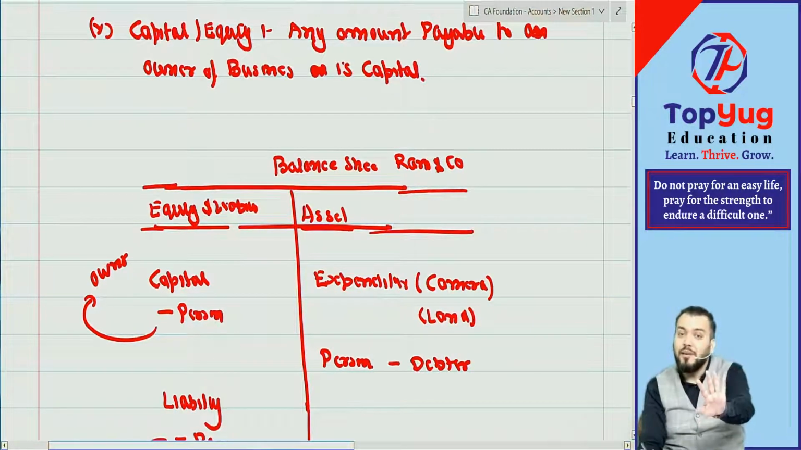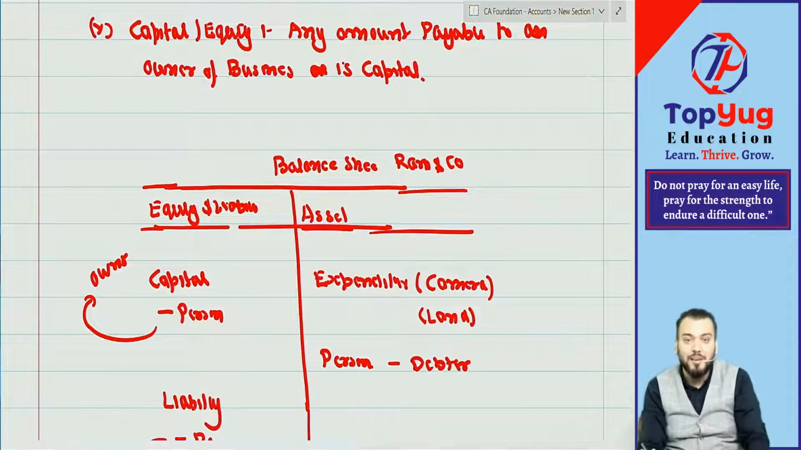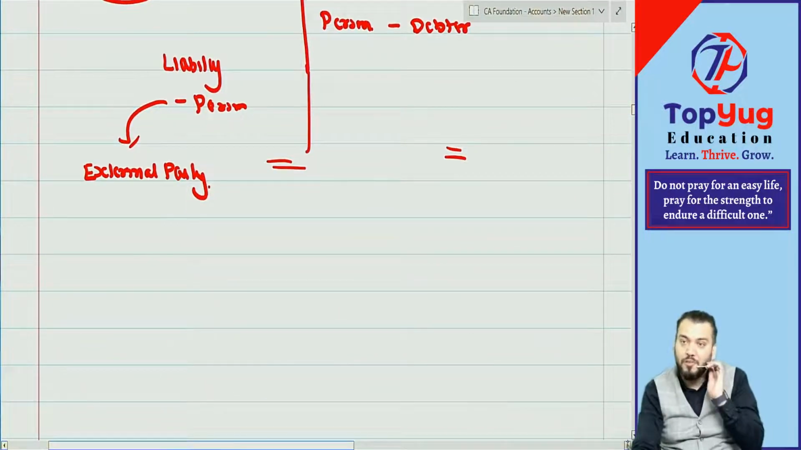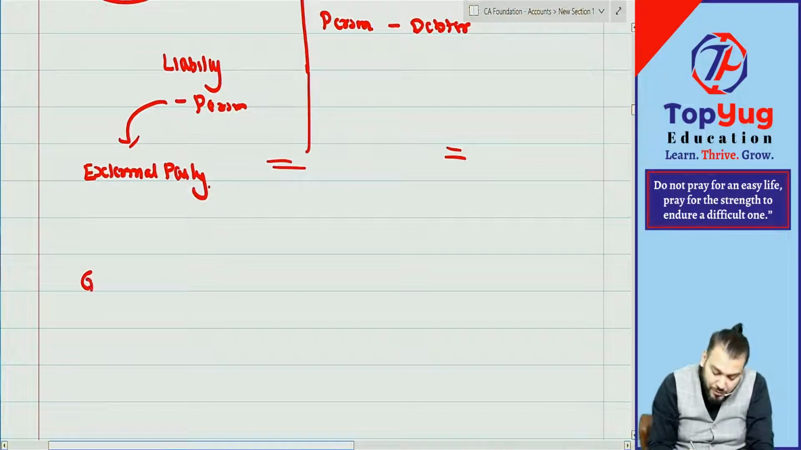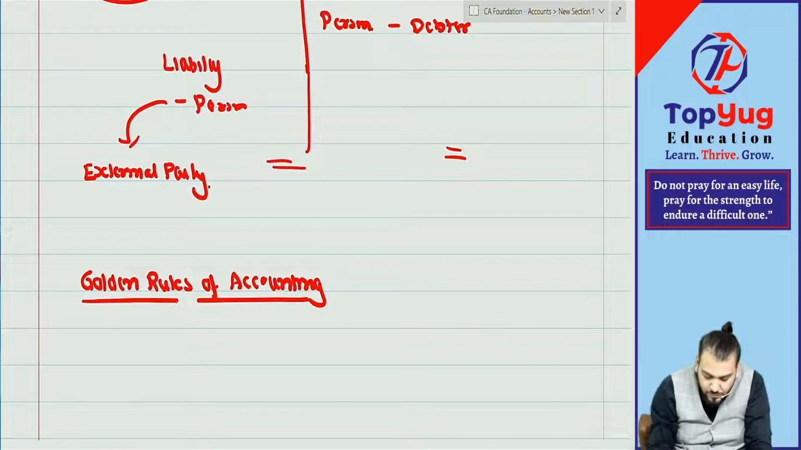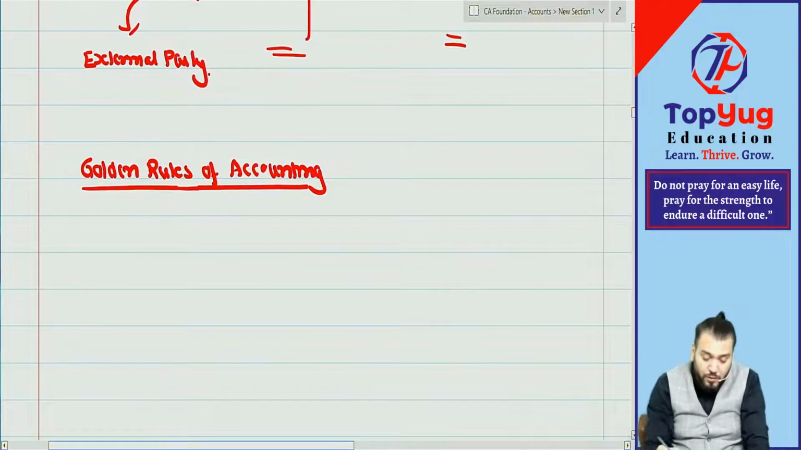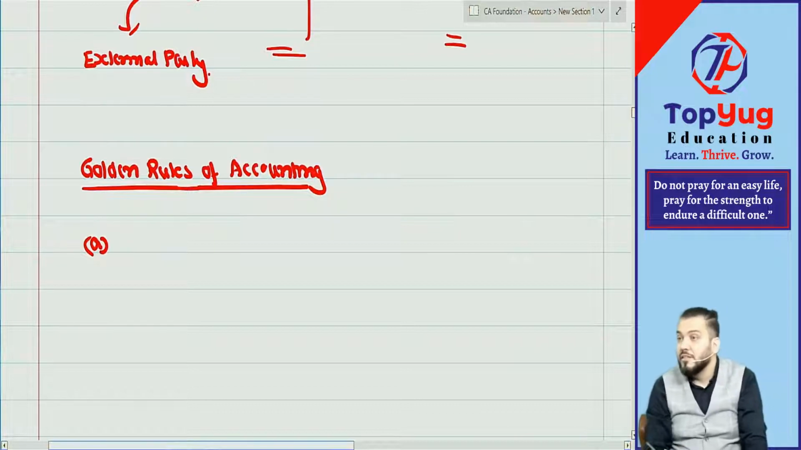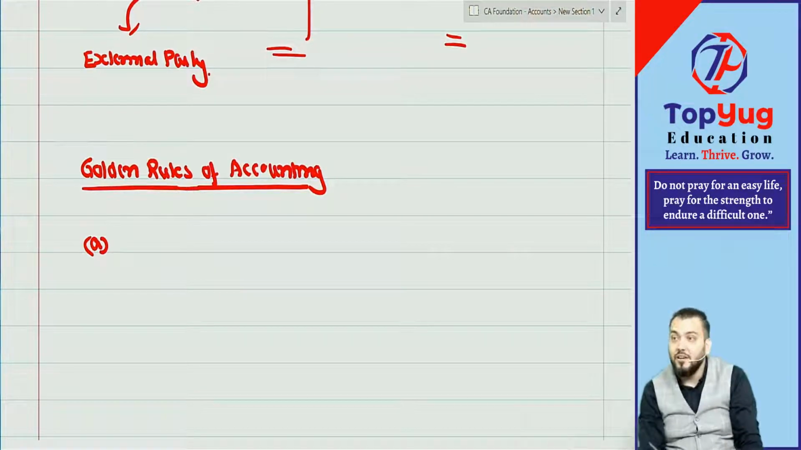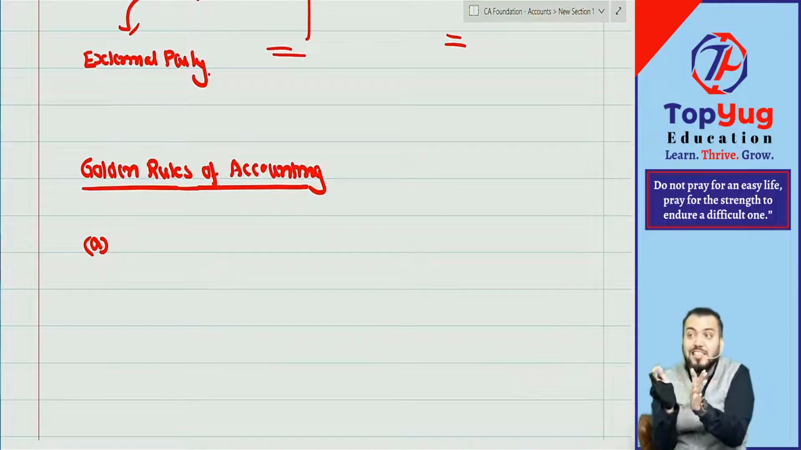If you have understood the 5 elements of the balance sheet, let us now understand the golden rules of accounting. We are doing the traditional approach, therefore first we will do the golden rules of accounting. The golden rules are based on the nature of account. So we need to first find out whether the given account is a real account, nominal account, or personal account.